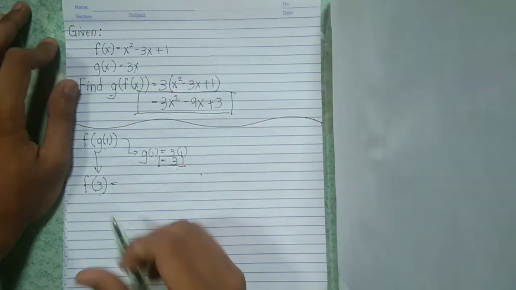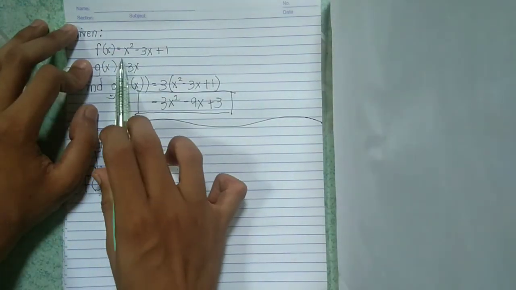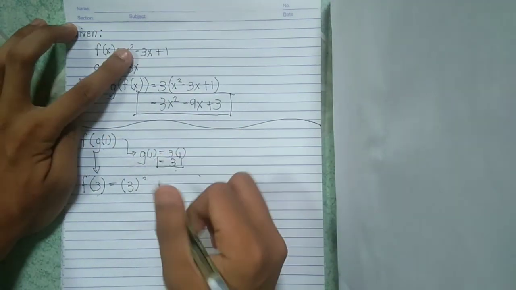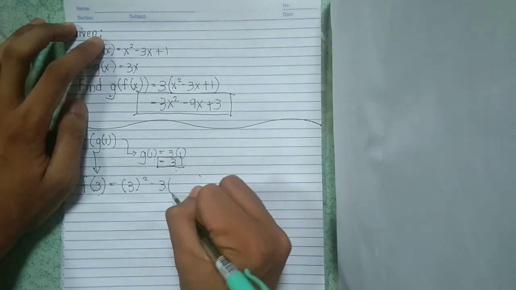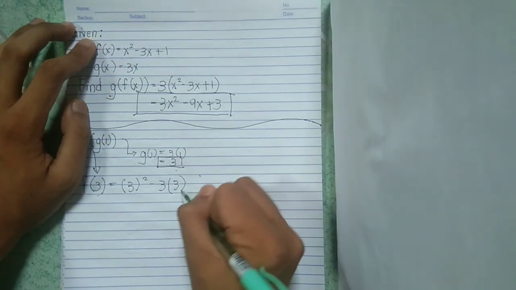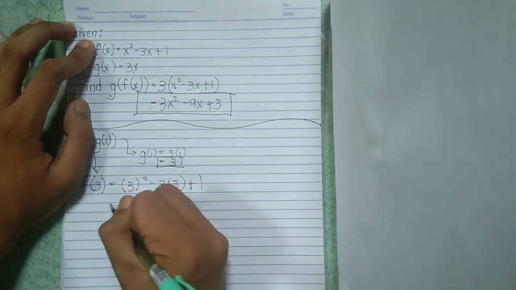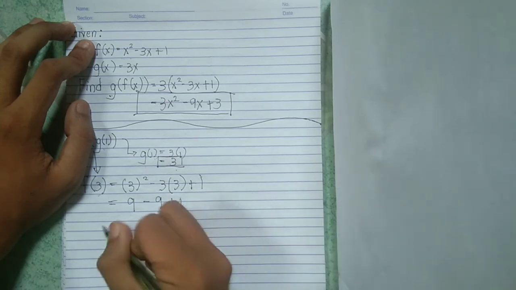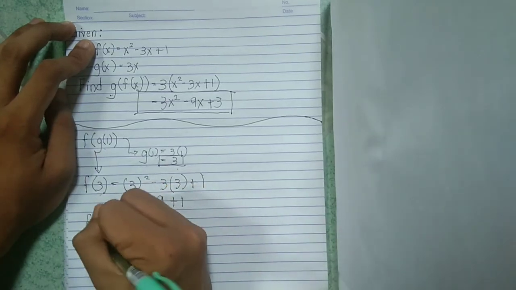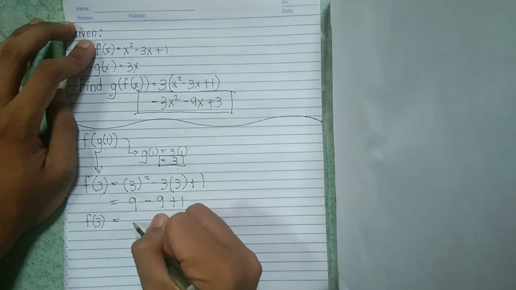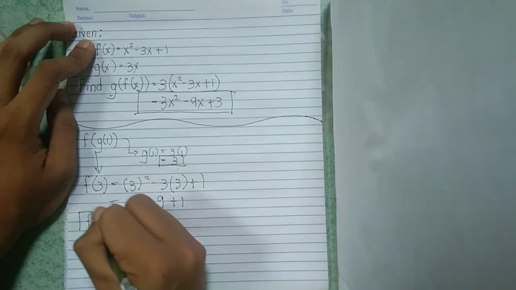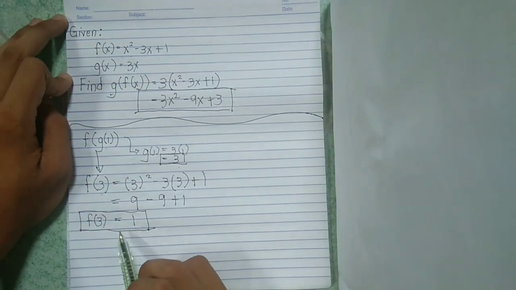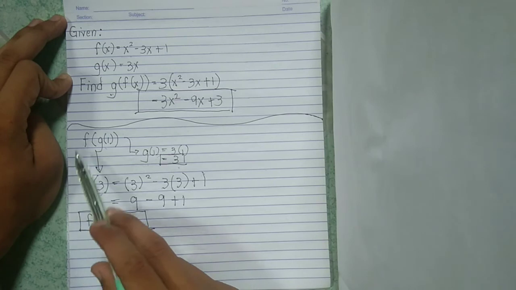So, let's substitute 3 to the value of x in the function f of x. So, x squared, 3 squared, minus 3x, 3 times 3, plus 1. That is 9 minus 9 plus 1. Therefore, our f of 3 is equal to 1. And this is our answer if we will be asked to find the value of f of g of 1.